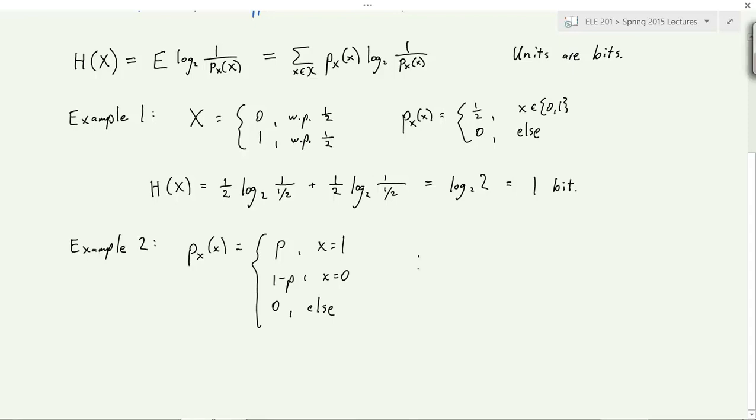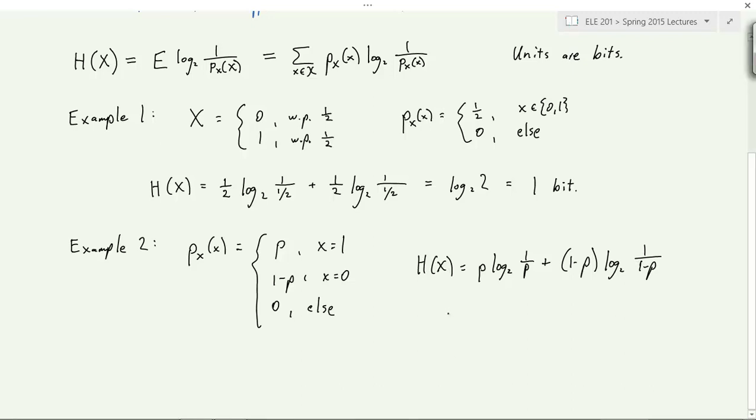And here we can write out the formula that the entropy is going to be p log 1 over p plus 1 minus p log 1 over 1 minus p. This comes up so often, people sometimes give this formula, it's a function of one variable, p. They give it a name, they call it the binary entropy function. All right?